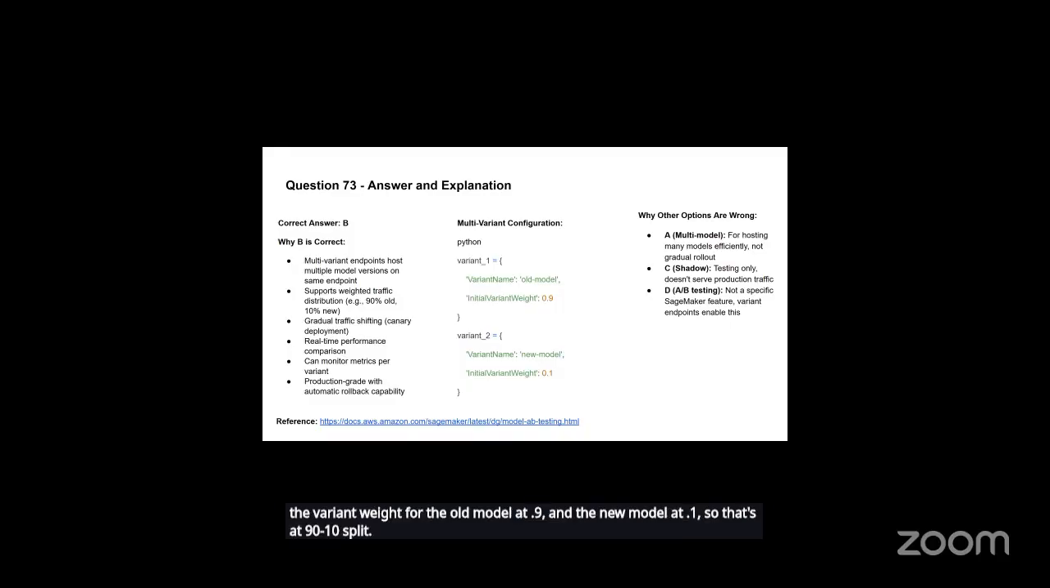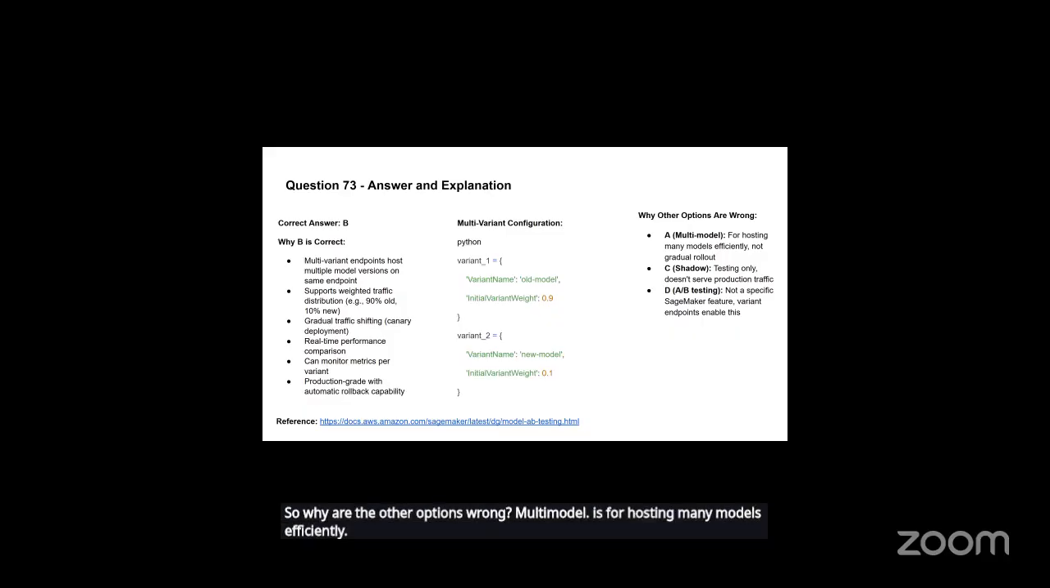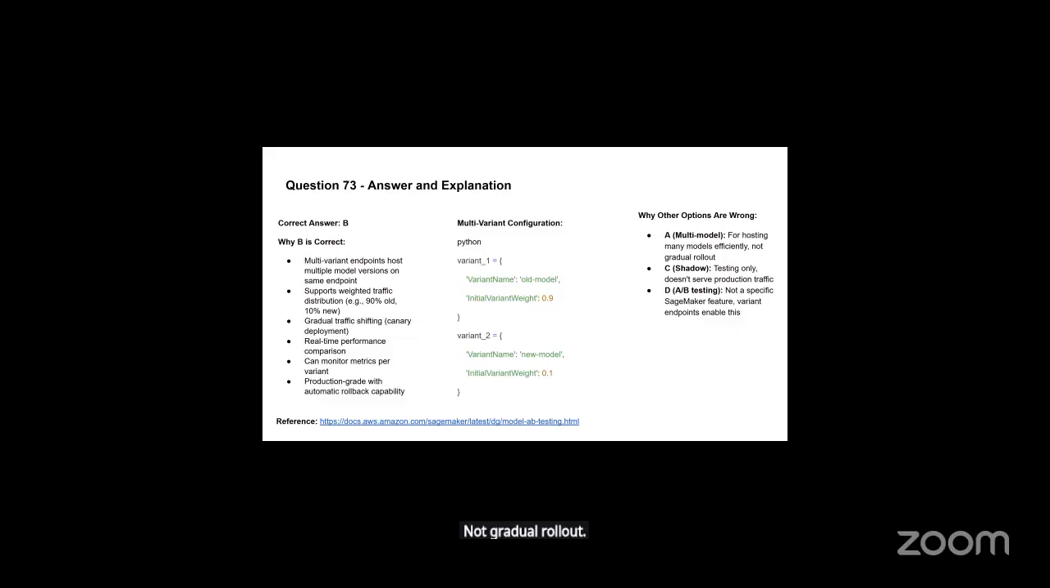So why are the other options wrong? Multi-model is for hosting many models efficiently, not gradual rollout. Shadow is for testing only and doesn't serve production traffic. And A/B testing is not a specific SageMaker feature. It's variant endpoints that enable this.